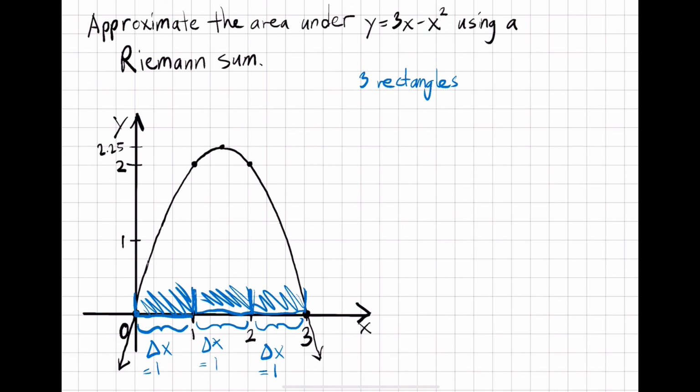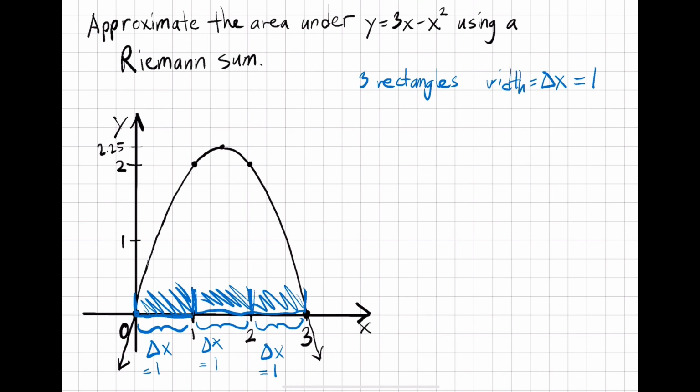So the width is easy. Call that delta x, which in this case is 1. We call it delta x because you're looking at how the x changes as you go from one rectangle to the next. Change in x is delta x.